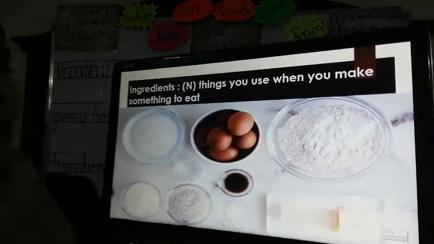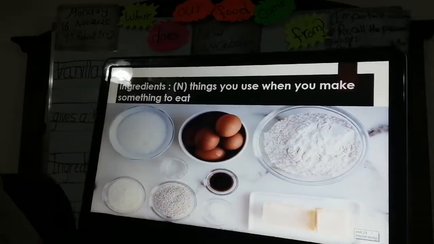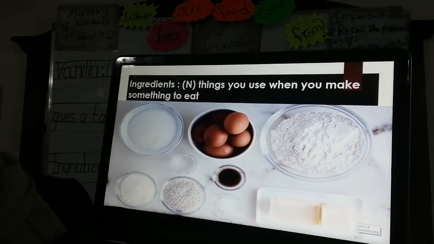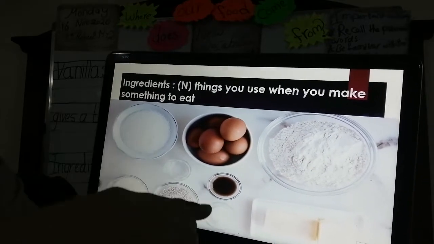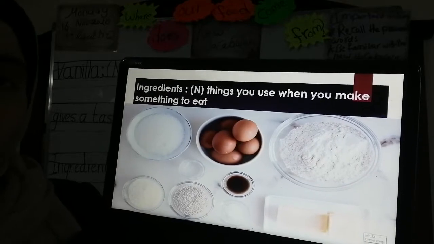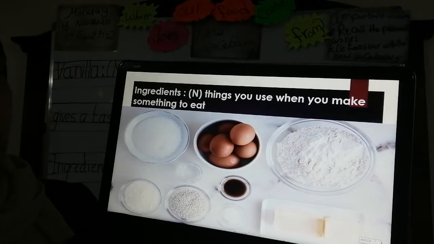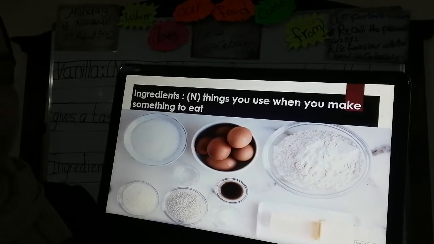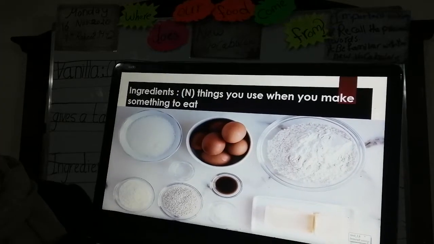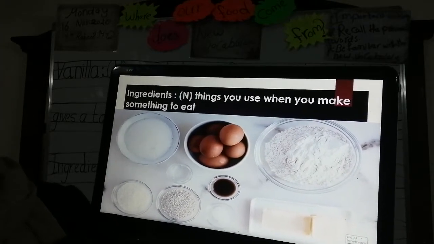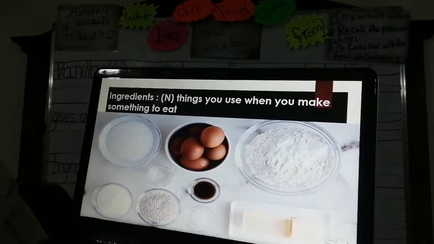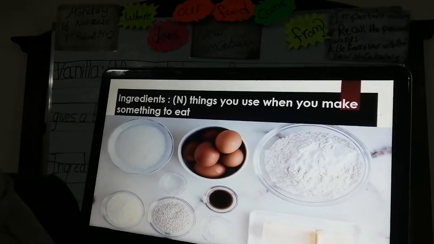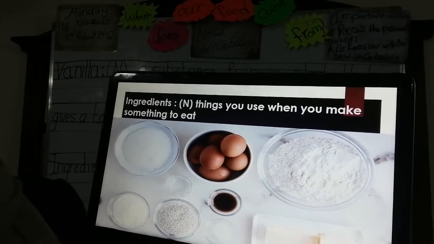Look at this one. What are these? I think they are the ingredients of the cake. We have the flour, the egg, the sugar, the vanilla, the butter. Okay? In Arabic, you can say المحتويات or the things, المكونات that we can use to make the cake. Okay? Again, ingredients, it's things you use when you make something to eat.